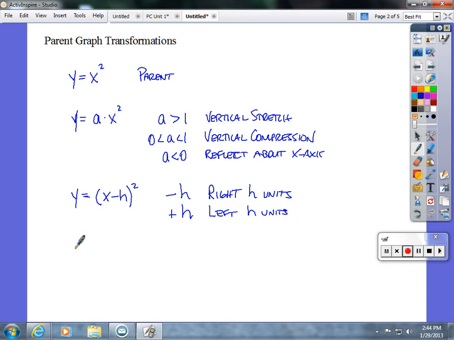And last, we could also have a vertical shift, which in this case would be x squared plus k. Outside the parentheses is vertical, and it is also as is. So a plus k will be an upward shift k units, and a minus k will be down k units. And obviously we could have a combination of any three of those all together. So that's what you're looking for tomorrow on the quiz for parent graph transformations.